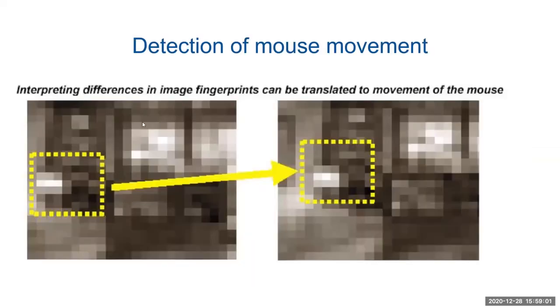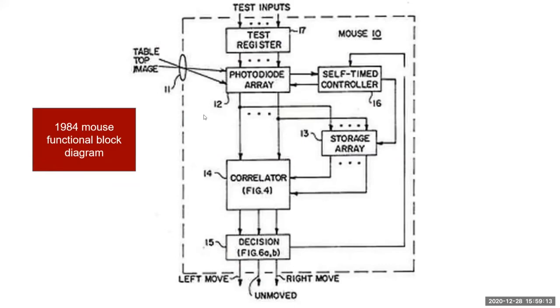And here you can see detection of movement by correlating two images. Here we can see a block diagram. It consists of an array of photodiodes, this block, for detecting a light pattern image, a storage for the image, a correlator to compute the correlation between the stored image and the current one, a decision circuitry to determine the direction of motion, and a self-timed controller to sequence the entire system.